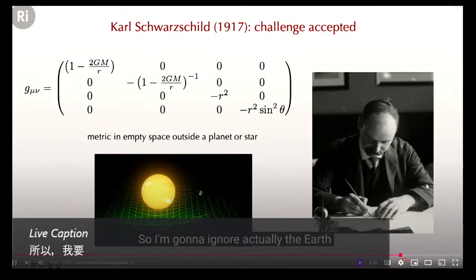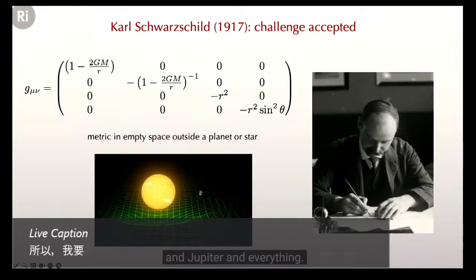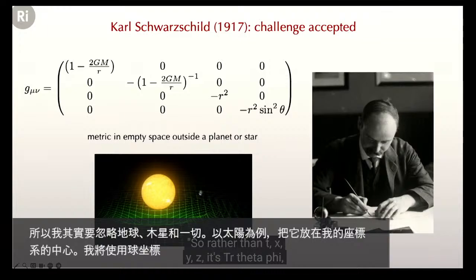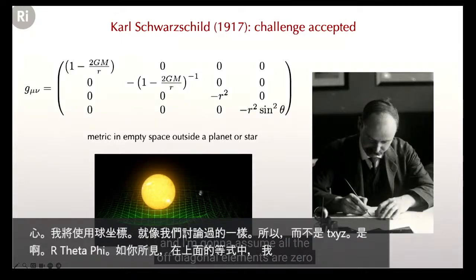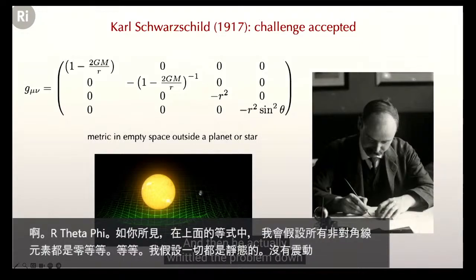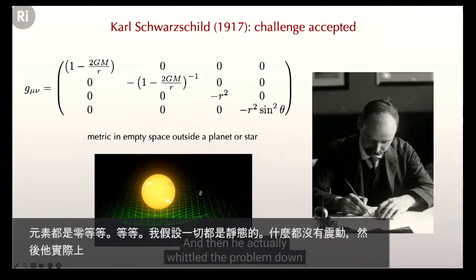So I'm going to ignore, actually, the Earth and Jupiter and everything. I'm going to take the sun, put it in the middle of my coordinate system. I'm going to use spherical coordinates, just like we talked about. So rather than t, x, y, z, it's t, r, theta, phi, as you can see in the equation up here. And I'm going to assume all the off-diagonal elements are 0, and et cetera, et cetera. And I'm going to assume everything is static, nothing is vibrating. And then he actually whittled the problem down to something you could actually solve.